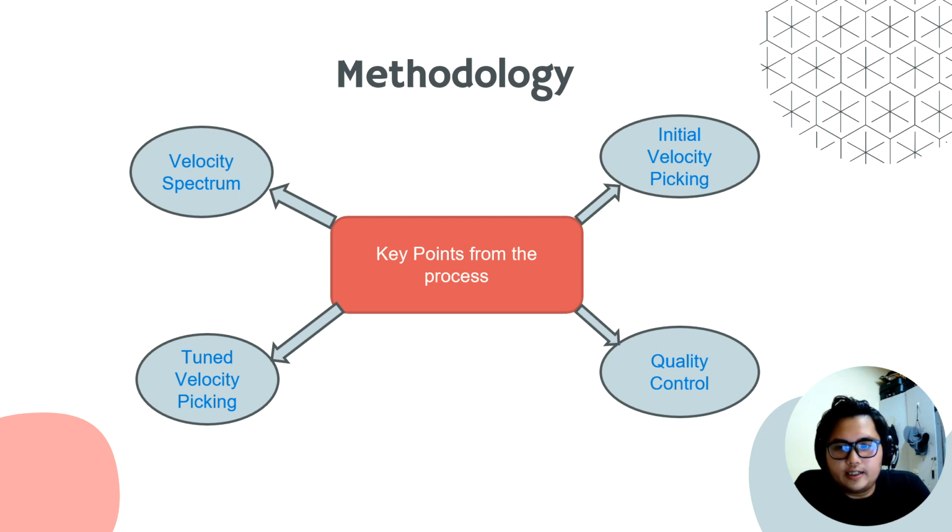These are the key points of this paper's process. There are four key points. The first one is the velocity spectrum, initial velocity picking, tuned velocity picking, and quality control.